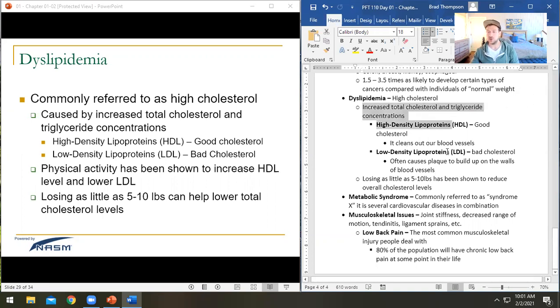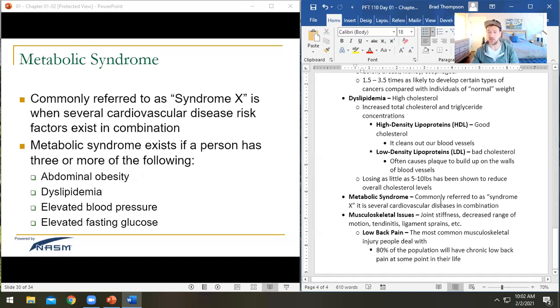So increased total cholesterol, increased triglyceride concentrations. Looking at our cholesterols, we've got our HDL, that's the good cholesterol, right? It basically cleans out our blood vessels. This is associated with our omega-3 and omega-6 fatty acids. And then we've got our low density lipoproteins, that's your bad cholesterol. These are highly associated with saturated fats, right? So we know that even losing just 5 to 10 pounds reduces your overall cholesterol levels. Again, one more reason to participate in a regular exercise and healthy diet program.